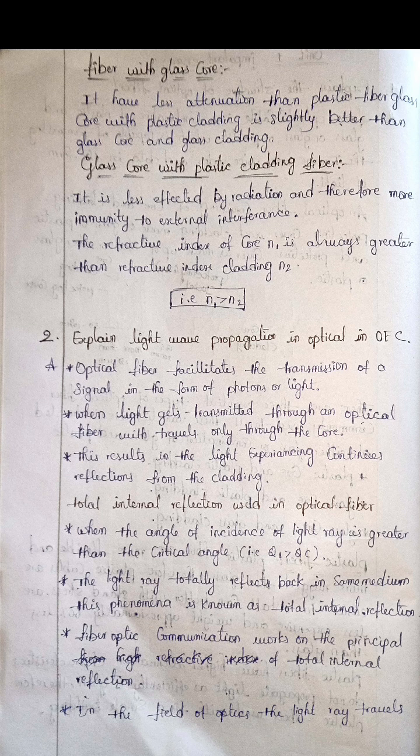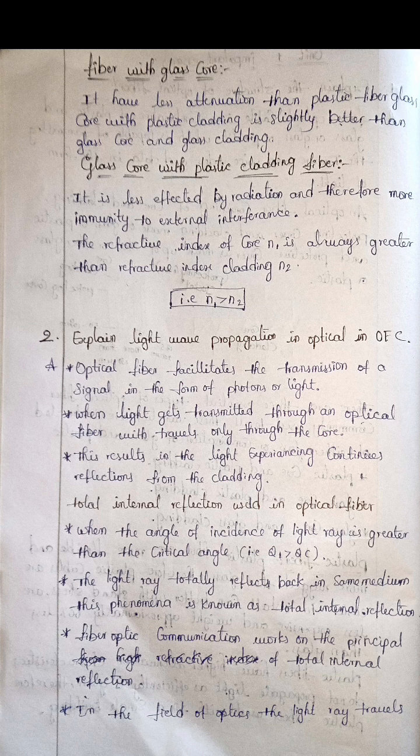When the angle of incidence of the light ray is greater than the critical angle, that is, theta 1 greater than theta C, the light ray totally reflects back in the same medium. This phenomenon is known as total internal reflection. Fiber optic communication works on the principle of total internal reflection.